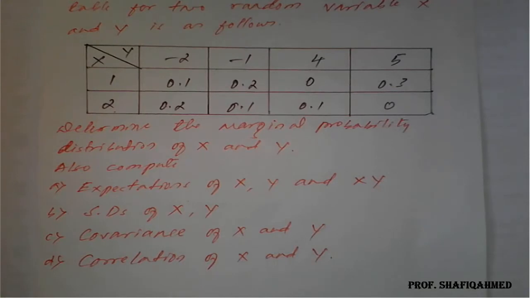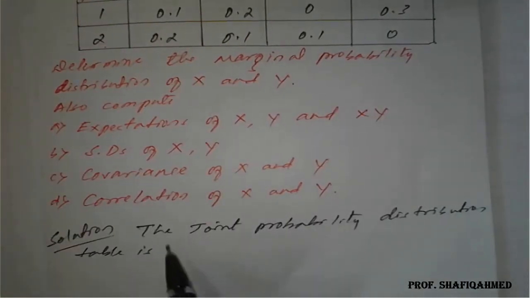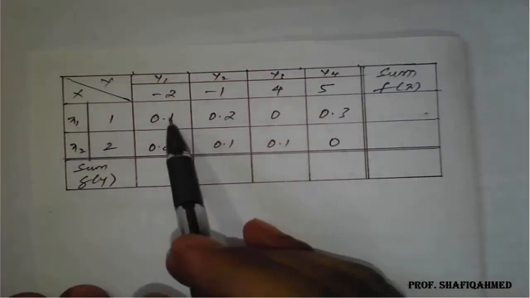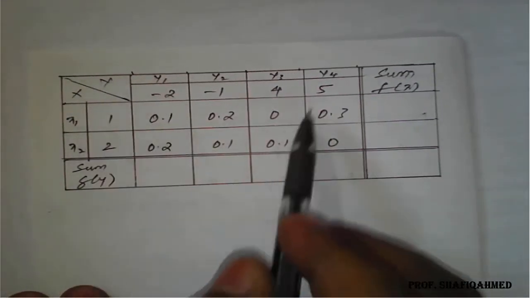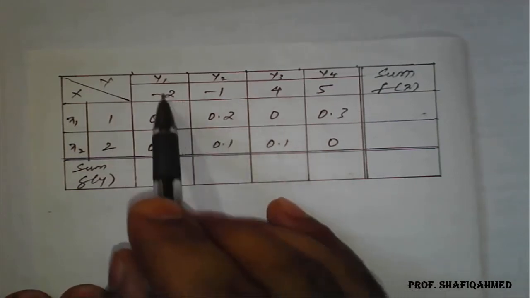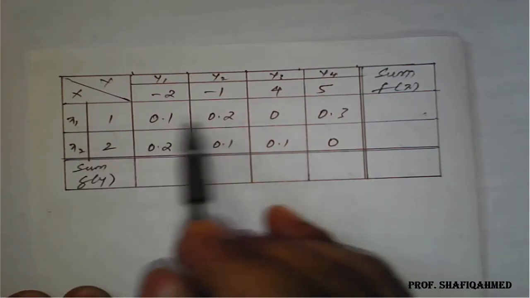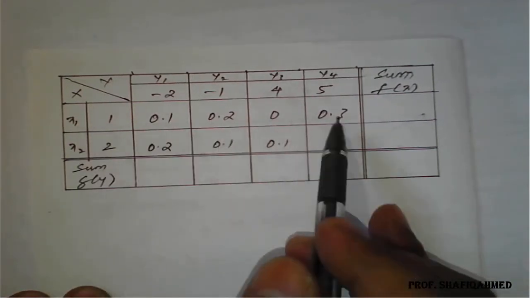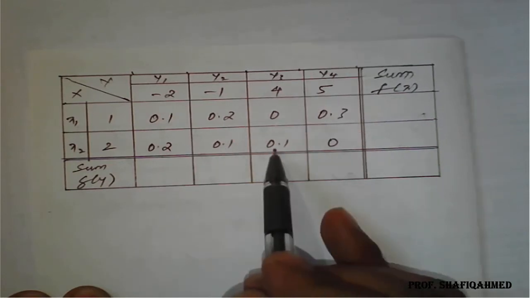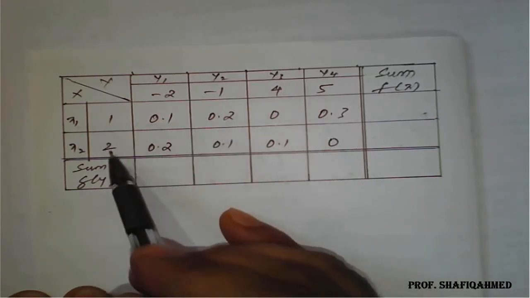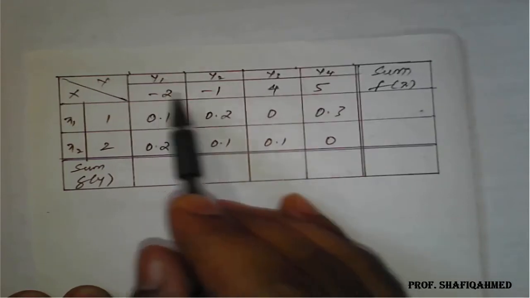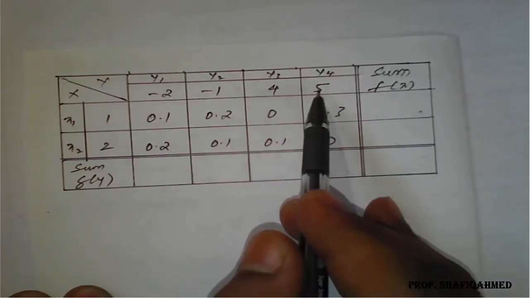So I need to work out the example once again, so I hope you will understand it in a better way. We'll start now. We collect the values from the joint probability distribution table. So this is the table I have taken, and these are the values I have already filled in from the table. I have taken y1, y2, y3, y4, x1, x2. These are the joint values 0.1, 0.2, 0, 0.3, 0.2, 0.1, 0.1. These are the x values: 1 and 2 are the x values, and -2, -1, 4, 5 are the values of y.